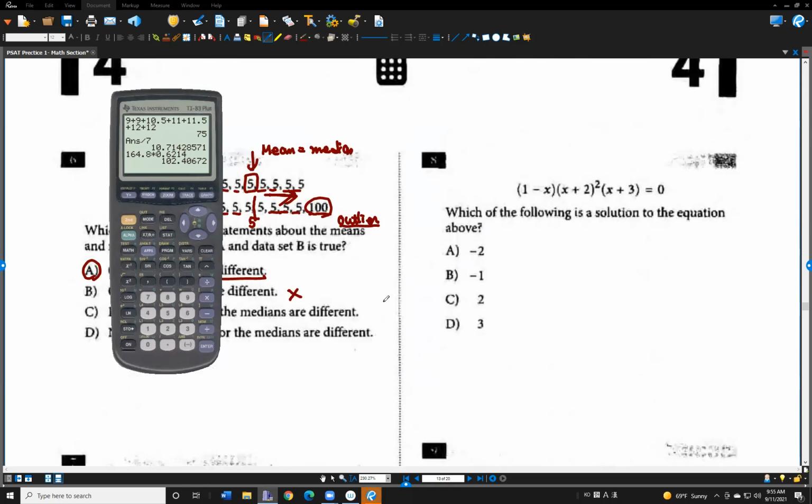This is number 8. Which of the following is the solution to the equation? It's already factored, so we use the zero product property. Each factor can be 0: x equals 1, x equals -2, x equals -3. These are all solutions. We have -2 over here, so choice A is the answer.